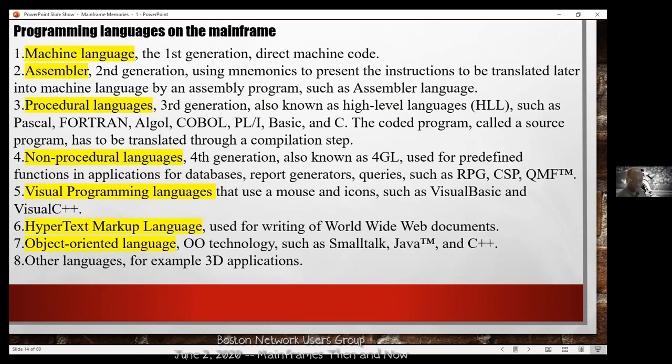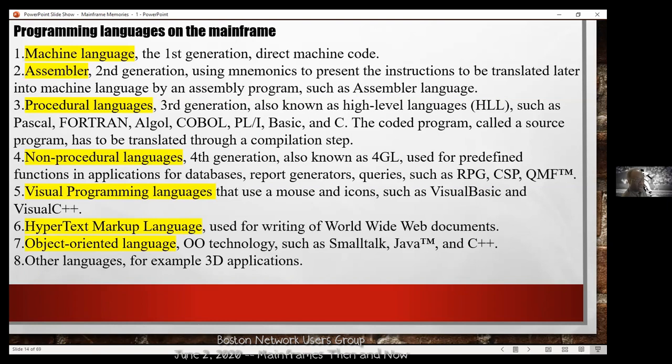Oh, you're welcome. Machine language is the code that runs on the machines, actually. Other languages such as assembler, COBOL, Fortran, whatever, have to be compiled, basically.